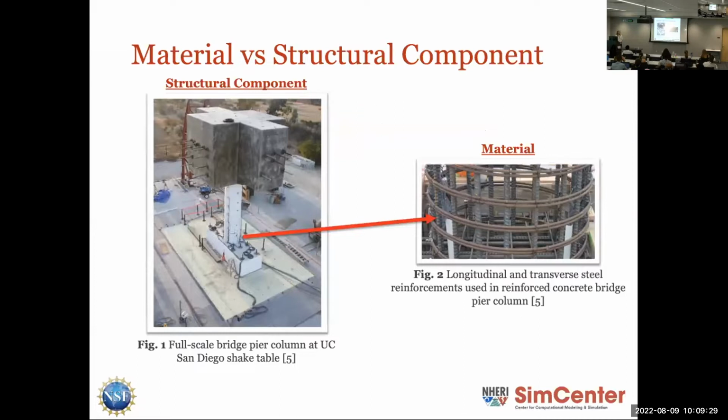To demonstrate the difference between the structural component and the material: the material is a longitudinal steel reinforcement bar that is inside of this reinforced concrete column. For most structural component models, the material models are calibrated individually and then put together to represent the component, because that reduces the complexity of calibration, but that also introduces error.